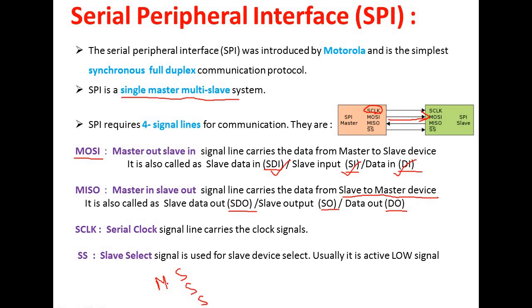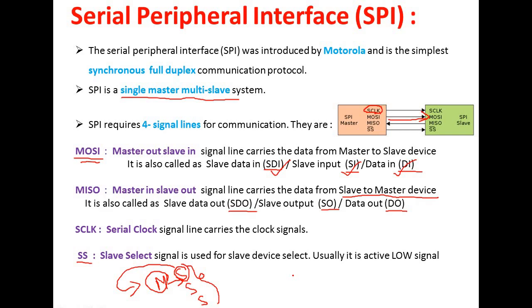For example, I am the master who is delivering the lecture to you, and you are all the slaves who are watching my video. If I want to question any one of you, then I will select one of you with the help of this SS, slave selection signal, and with the help of the MOSI, master out, slave in line, I will transmit the question to you. Then what will you do? You will reply to me with the help of the MISO signal. In this way, the master and slave will communicate with one another.